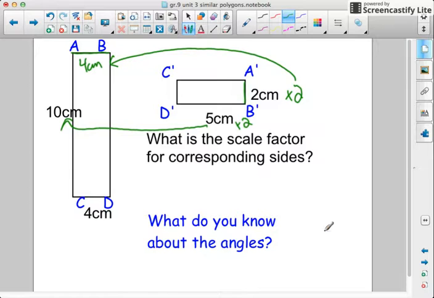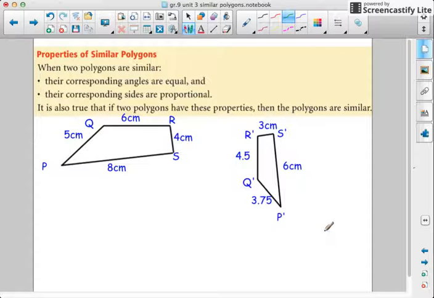The other thing we need to make sure about is we need to look at the angles. Since they're rectangles, we know that all the angles are 90 degrees, so they match up as well. And this is important when finding similarity.